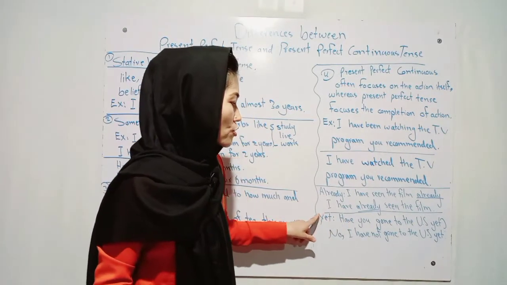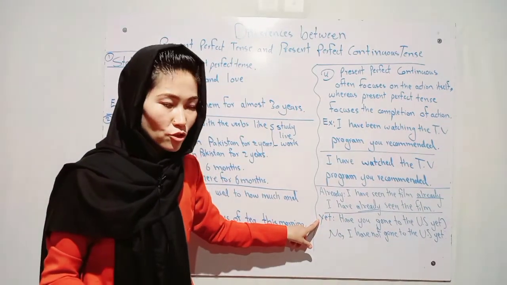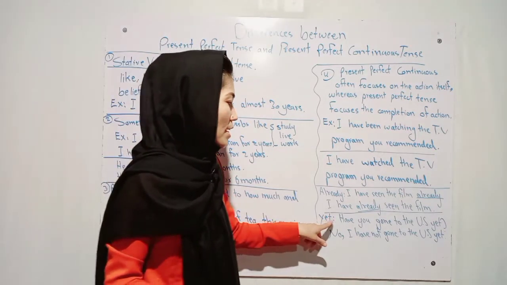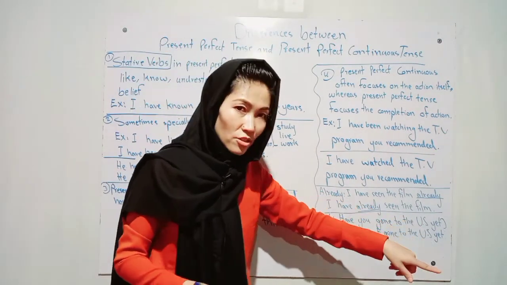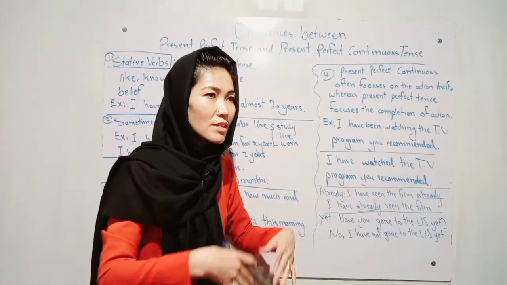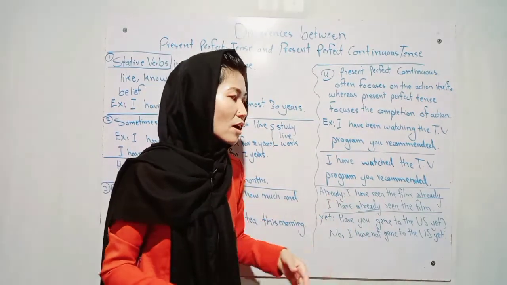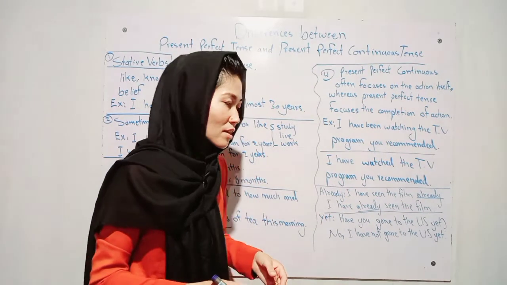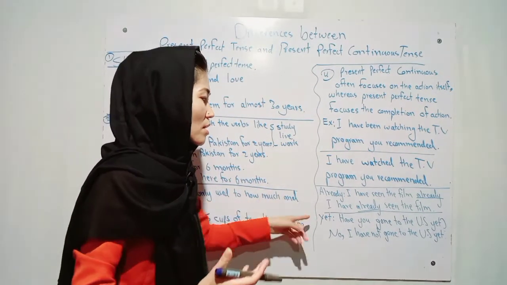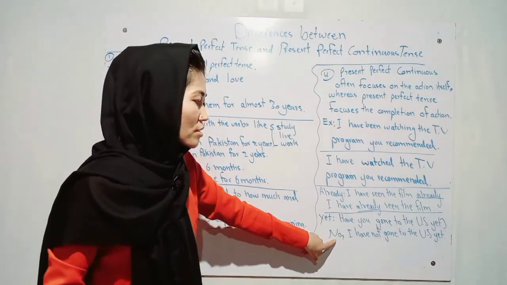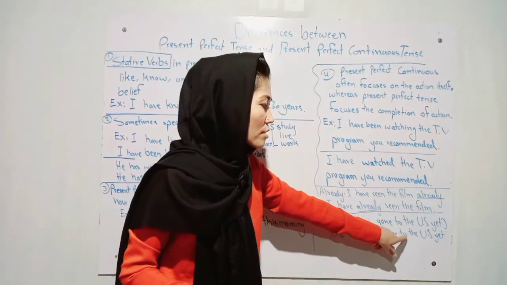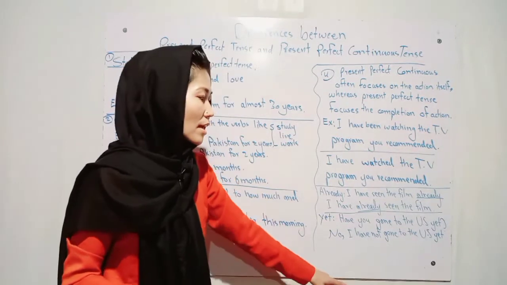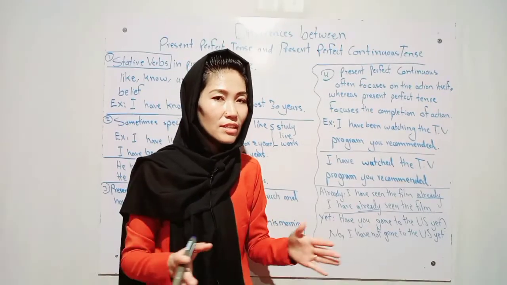About the usage of yet: yet is used for negative and question forms in present perfect tense. So the question: have you gone to the US yet? Maybe someone asks you that, and we can use yet. So the answer: no, I have not gone to the US yet. It means I haven't done it yet.